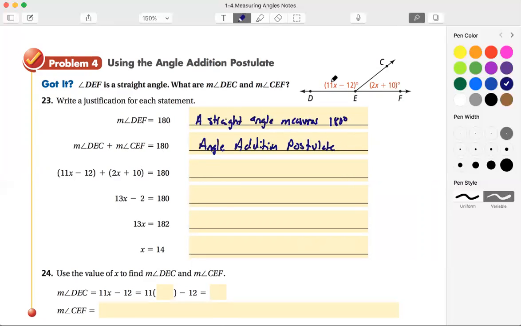Okay. Now, next thing we're going to do is substitute the actual measurements for each of these angle names. So this is called the substitution property. Okay, now we're going to combine like terms. So this is called simplify. So 11x plus 2x is 13x. Negative 12 plus 10 is negative 2. Now I'm going to add 2 to both sides. And then finally divide by 13, and that's how I get my answer.